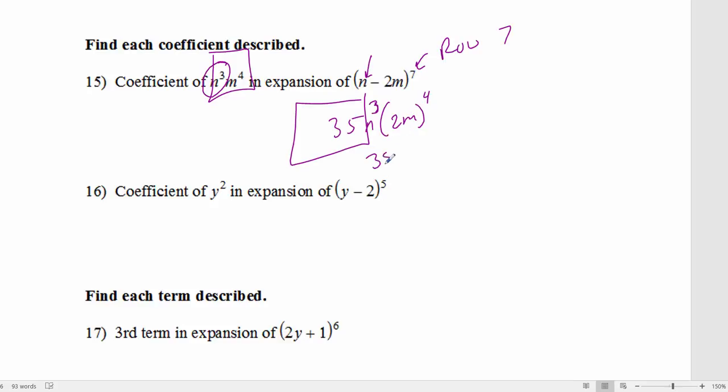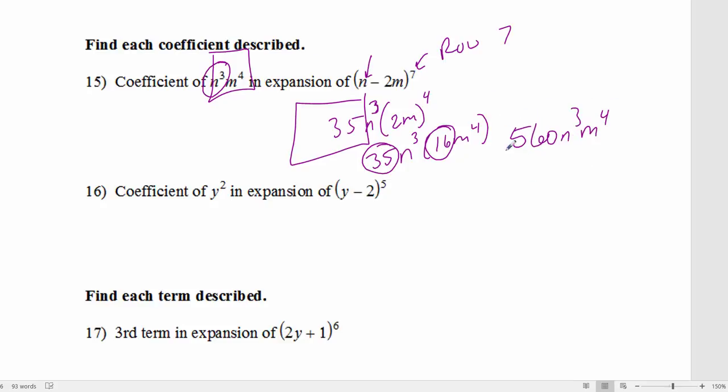So I have 35, n to the 3. This 2 to the 4th, remember that's 16. 2 times 2 times 2 times 2. M to the 4. So I'm going to multiply 16 times 35. Okay? 16 times 35 is 560. So 560, n to the 3, m to the 4.